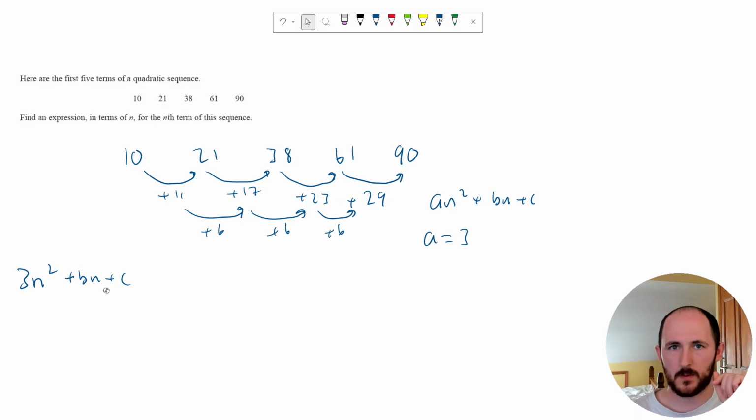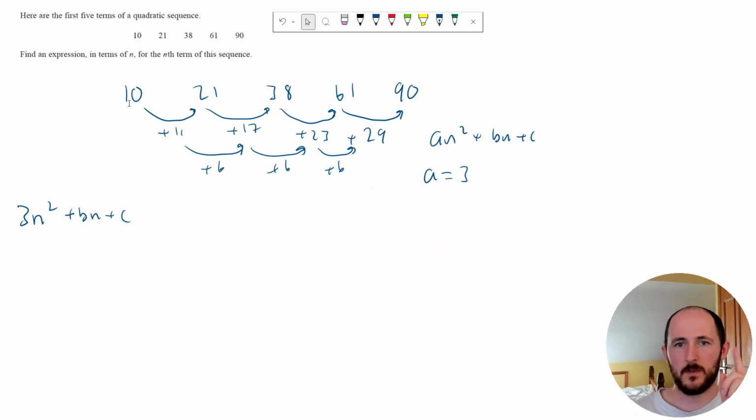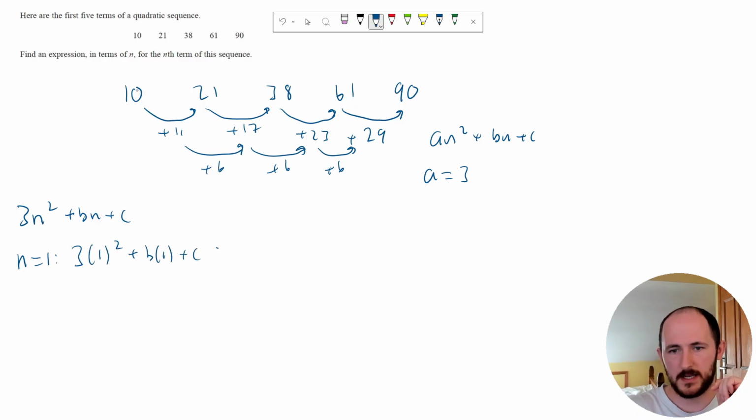The simultaneous equation. So what we did, if you remember, we picked n is 1 and n is 2. Because if you pick 1 and 2, it makes the simultaneous equation really, really easy to solve. So when n equals 1, we should get 10, because the first term is 10. So let's do that. N equals 1, we get 3 times 1 squared plus b times 1 plus c equals 10. So that's 3 plus b plus c equals 10. So b plus c equals 7. That's my first equation.